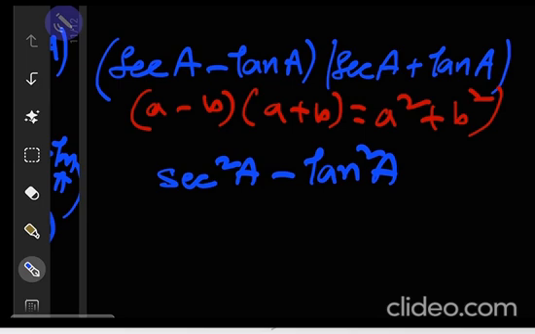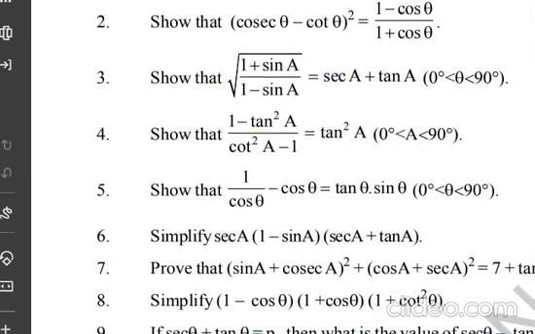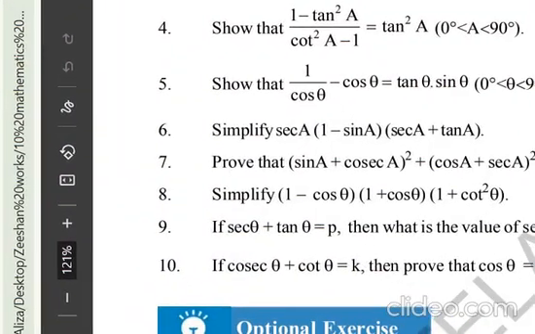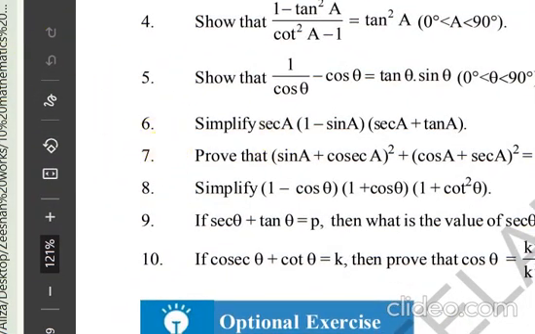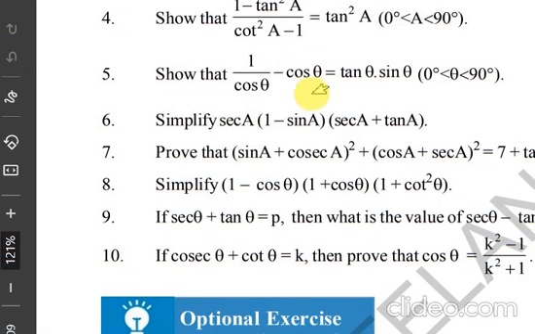So which identity can we apply here? It is secant square A minus tan square A is equal to 1. Question number 6 is complete, and now question number 7.